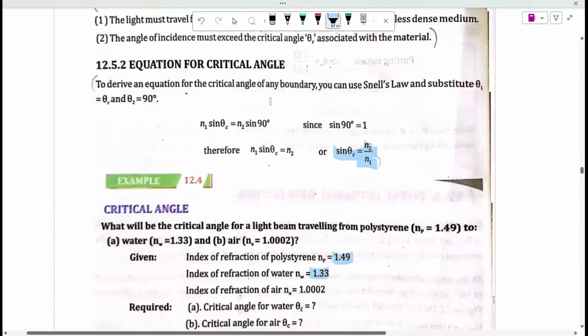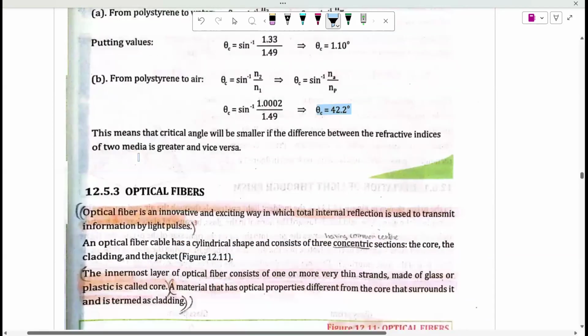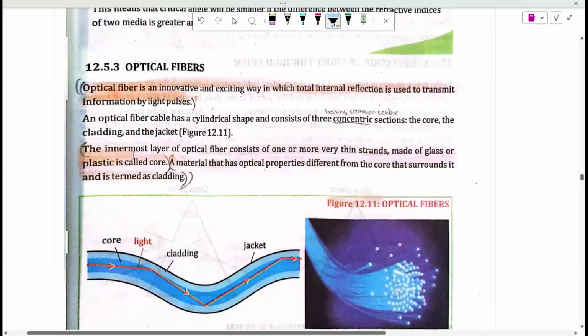Instead of air यहाँ पे अगर हम water लिखते हैं और glass की जगह polystyrene. Second, उसने consider करने को बोला air को. Air की value is 1 और 1.49, 42 degrees is the angle. यानी अगर हम at 42 degrees angle light will be incident, so it will get totally internally reflected.